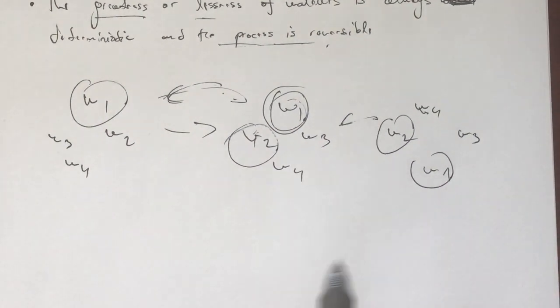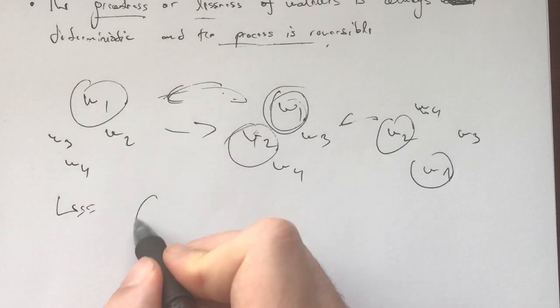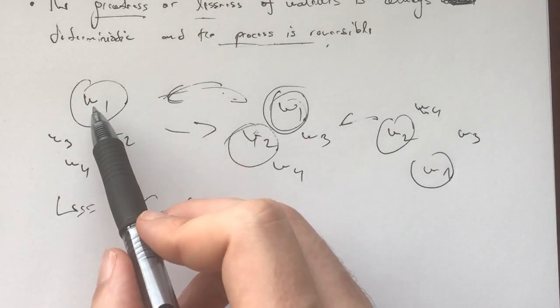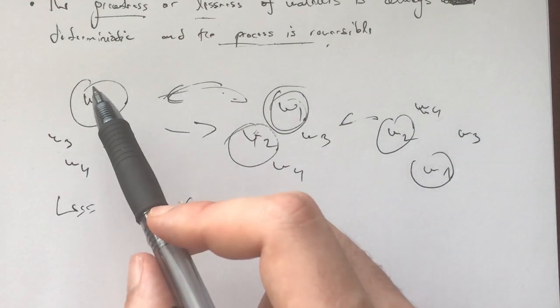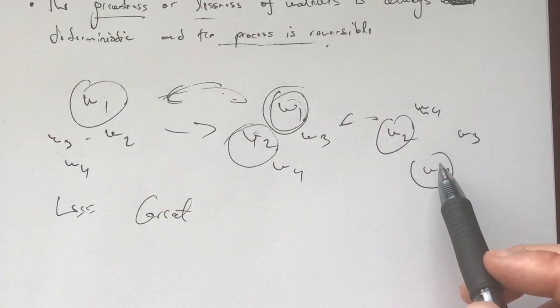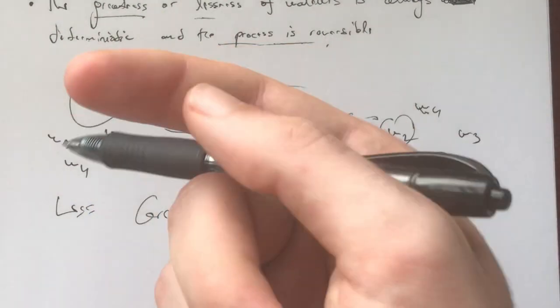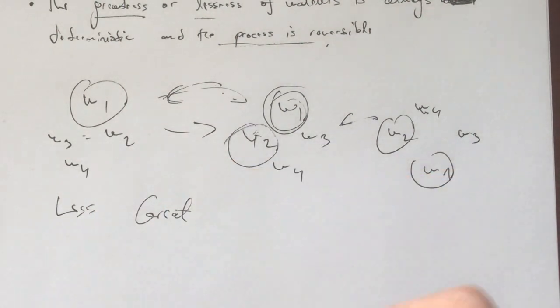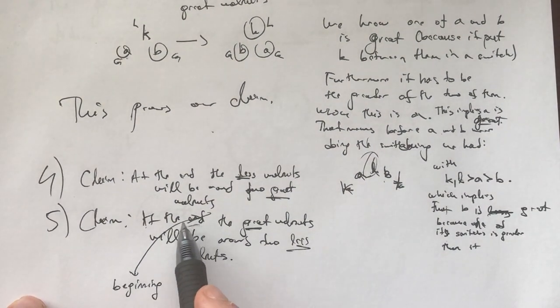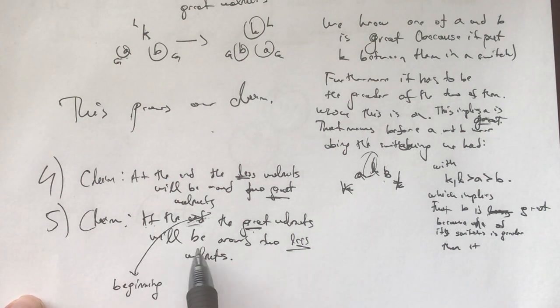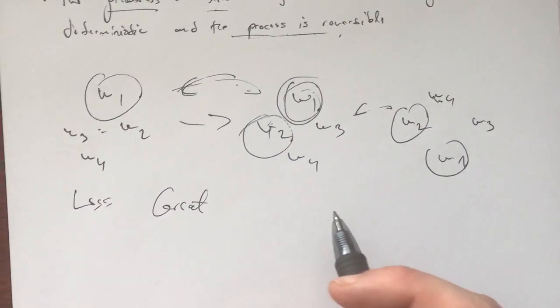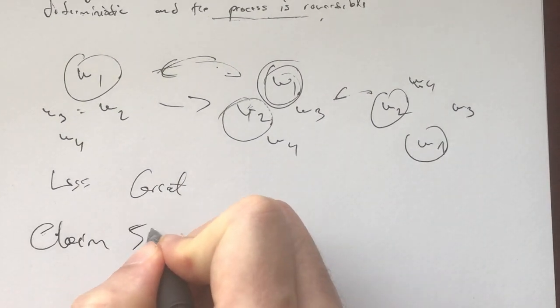And now with that, we see that lessness and greatness are just opposites in a different process. If the process started from the end state with walnut 2021 and went back to walnut 1, we would have the opposite sort of labels for what's greater and what's less. And so because of that, we make our fifth claim that at the beginning, the great walnuts will be around two less walnuts. And now claim 5 follows by analogy.